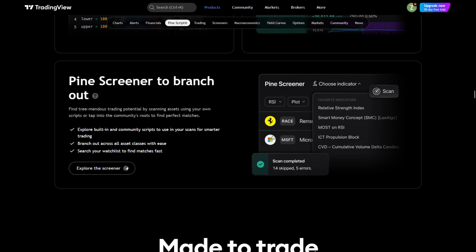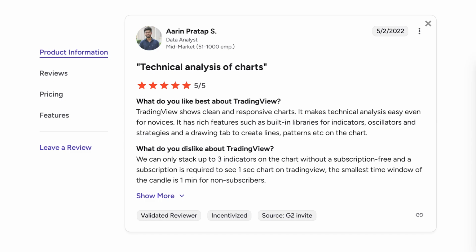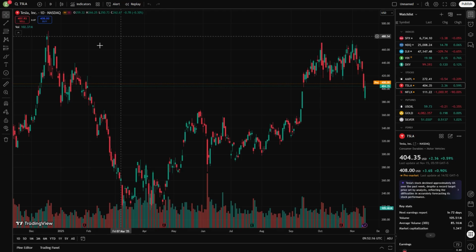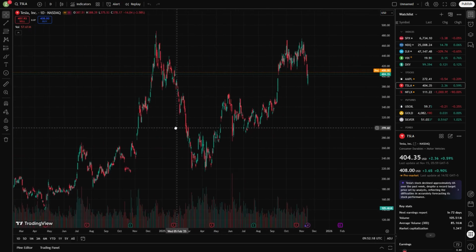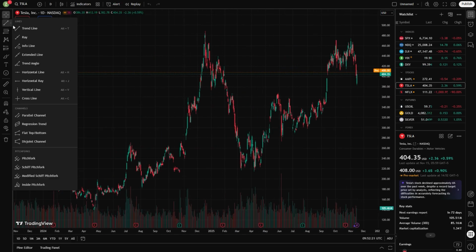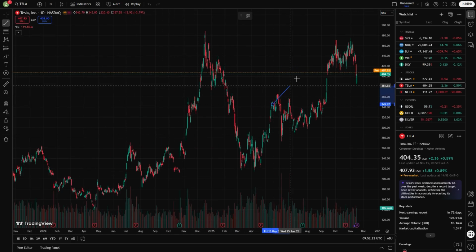And again, the feedback from users backs this up. I came across one user who captured it perfectly. He said that TradingView shows clean and responsive charts. It makes technical analysis easy even for novices. He highlighted the rich features like built-in libraries for indicators, oscillators, and strategies, plus the drawing tools to create lines and patterns right on the chart. And that's the TradingView difference. It's not about execution power per se, it's about making analysis feel simple and approachable.